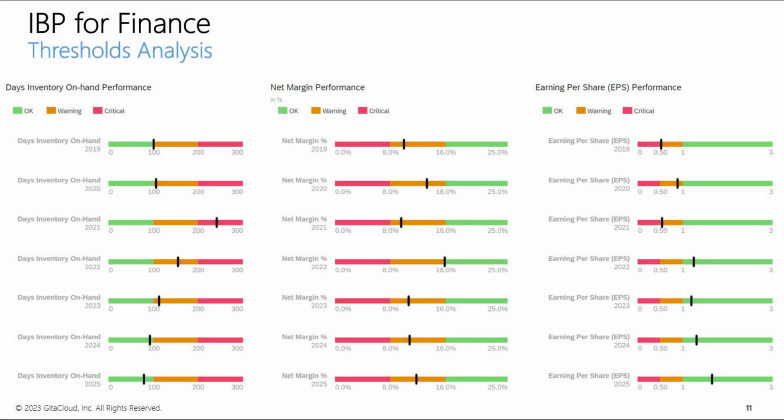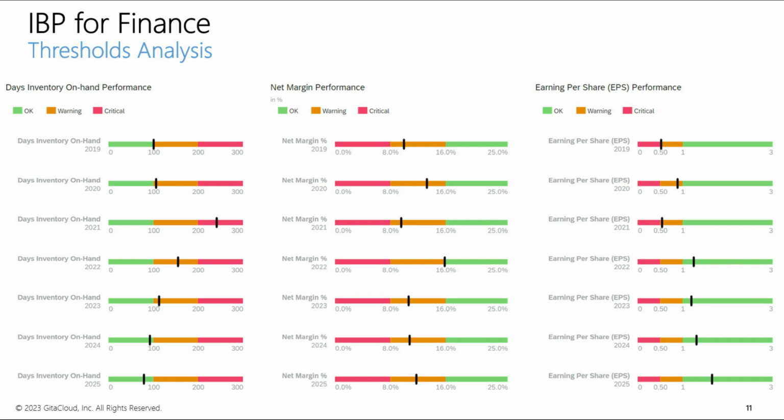It's okay to see trends visualized for KPIs, but it's more important to understand if this means good health, a warning indicator, or critical issue warranting action. We can achieve this with threshold analysis. IBP lets us flexibly define thresholds to assess when historical or projected performance for a KPI is in yellow or red band. For example, you can see the days inventory on hand performance on the left.